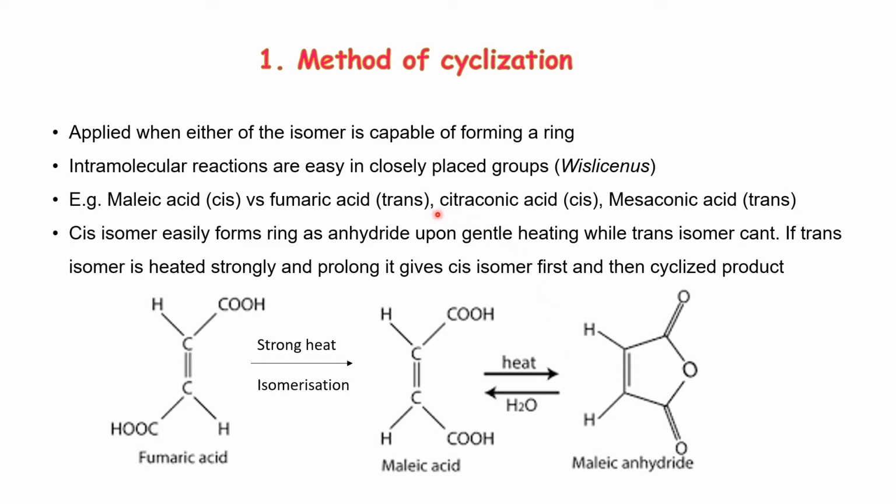Similarly, we have another example of a pair, citraconic acid and mesaconic acid, in which the cis form is citraconic acid. So closely placed groups can easily interact and give rise to a reaction. This was the principle explained by Wislicenus, and based upon his remarks, this method is easily employed in case of dicarboxylic acids. If you have two isomers and you are trying to identify them, and by gentle heating you get the product, it is the cis isomer, and if vigorous heating has to be applied, then it is the trans isomer.